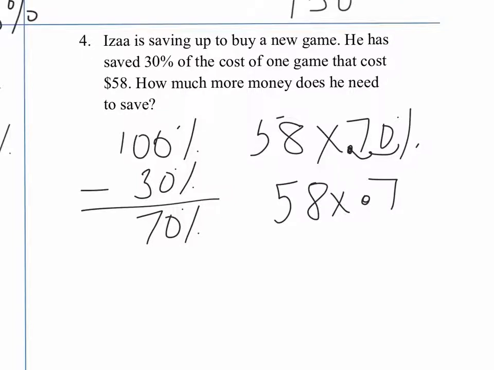If you'll pause the video and multiply 58 times 0.7. That is correct. You got $40.60. You needed to make sure you put that decimal in there. So he needs $40.60 more before he can buy the game. Good job, Isaiah.